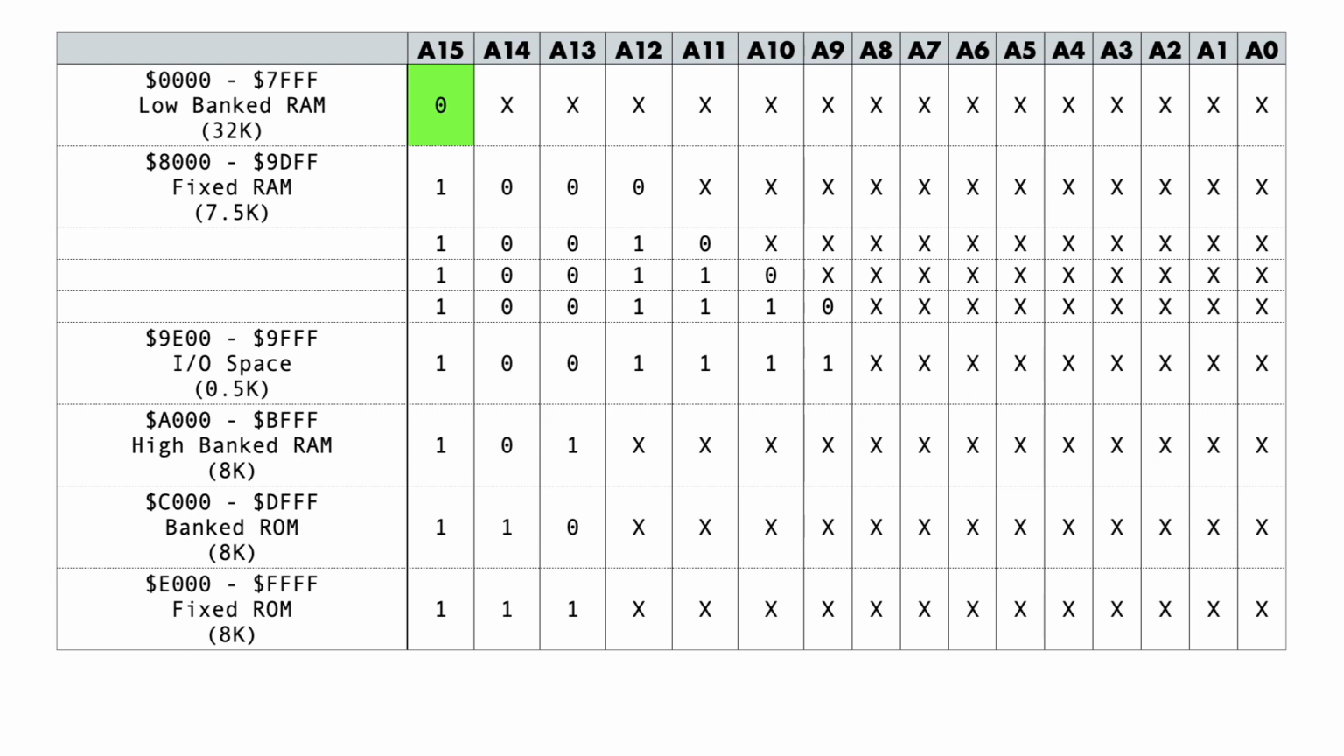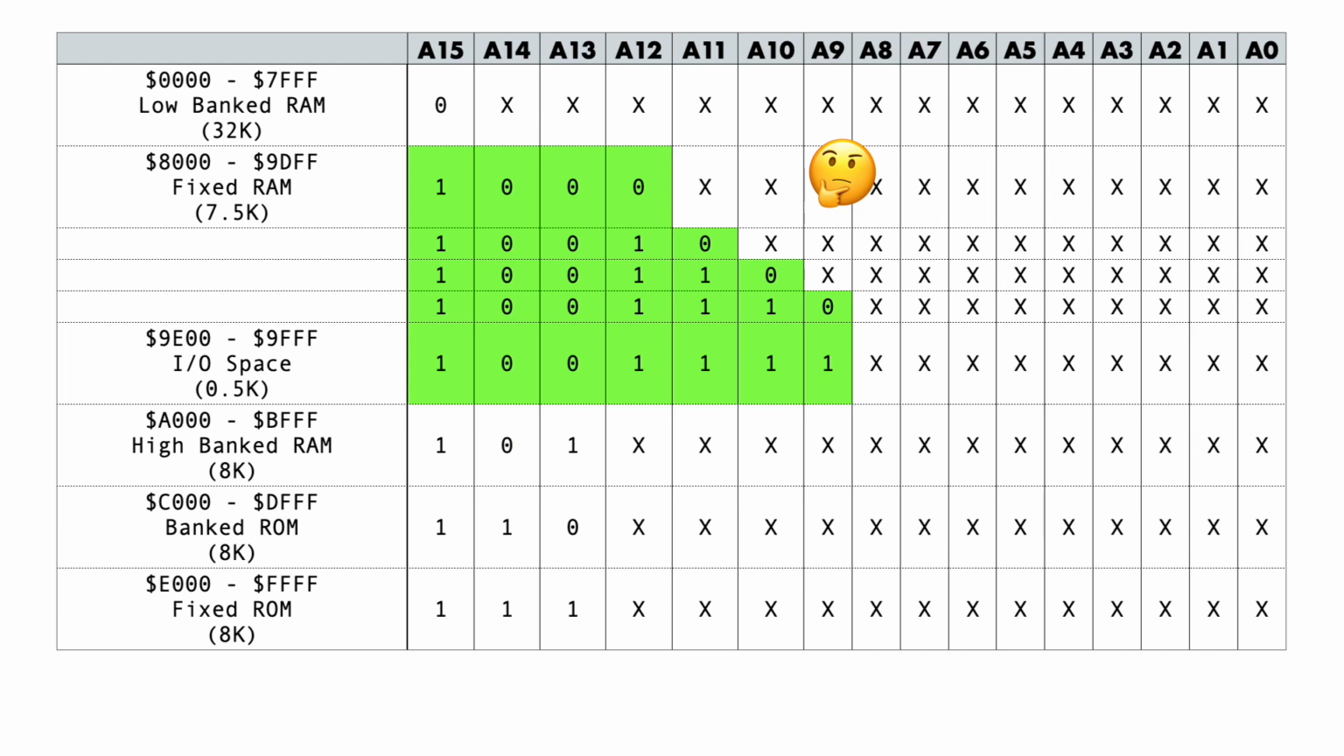So the low banked RAM is trivial to decode. I can just use the A15 signal directly as the active low chip select for the SRAM chip there. The high banked RAM, banked ROM, and fixed ROM regions are also relatively simple to decode. I can choose a 74138 3-to-8 decoder IC. It could easily handle this task.